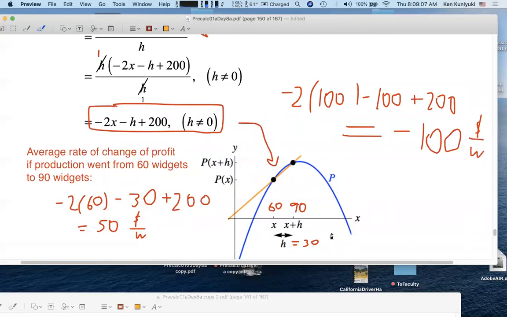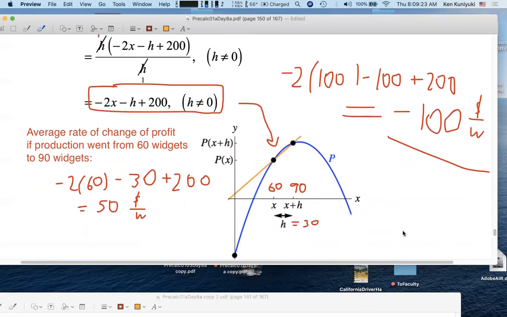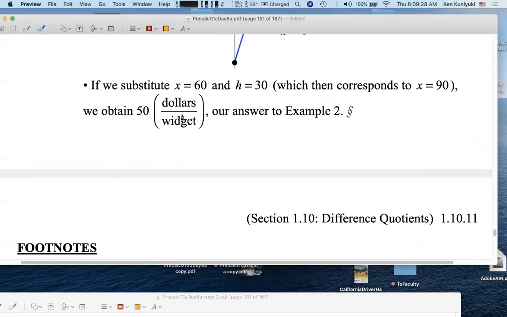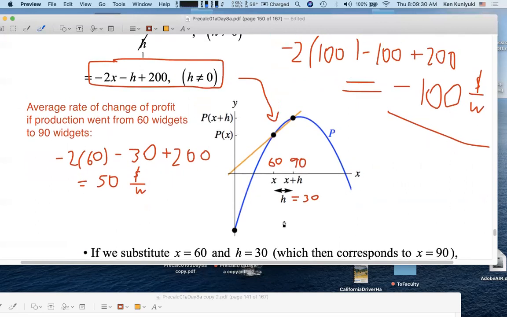Which makes sense because by the time you're out to 100 to 200 widgets, you're out here. And we know that the profit function is sloping downward. So it's negative. Our profit is decreasing. All right, handy-dandy formula. Next, what happens if h approaches 0? We get what's called the derivative, which is a keystone of calculus.